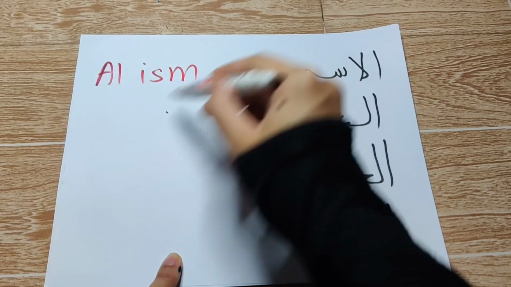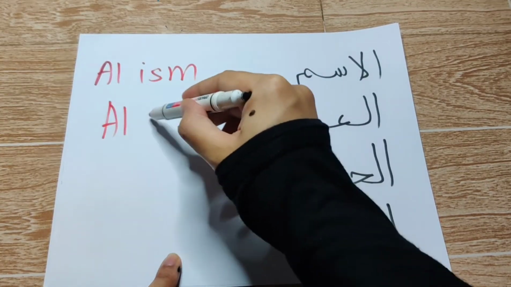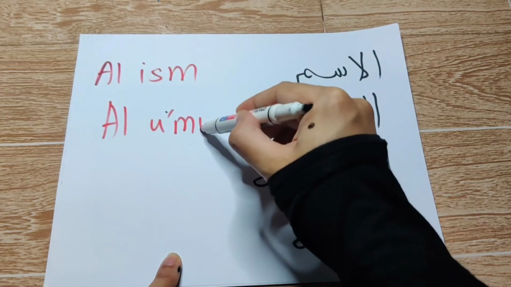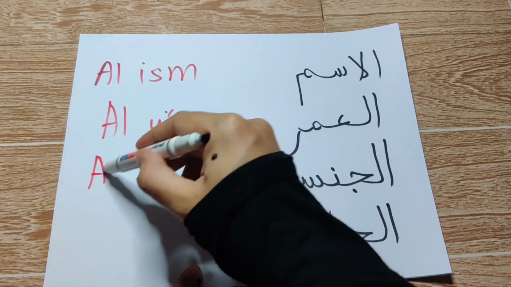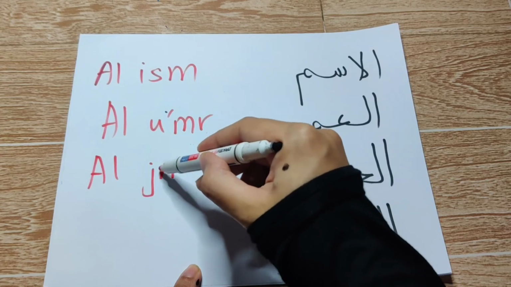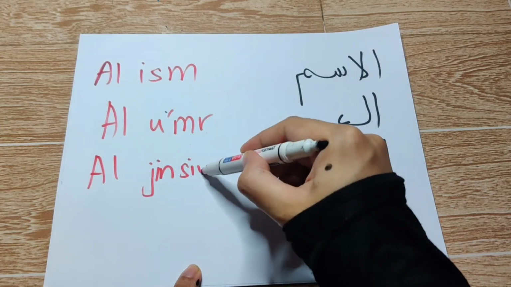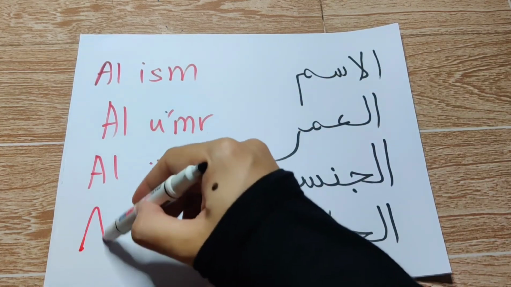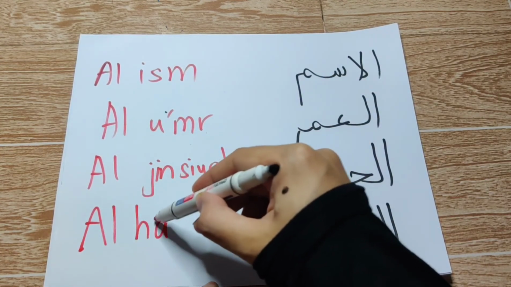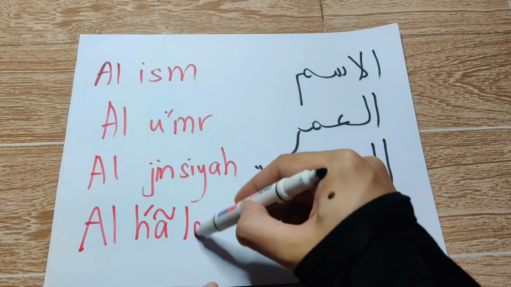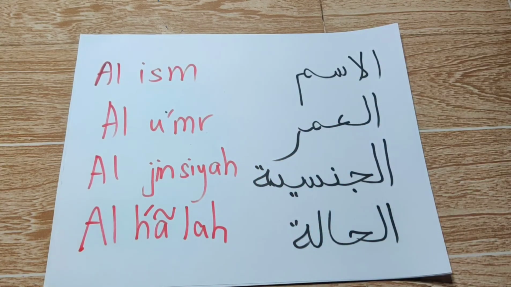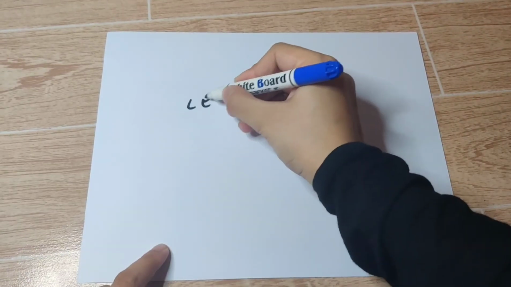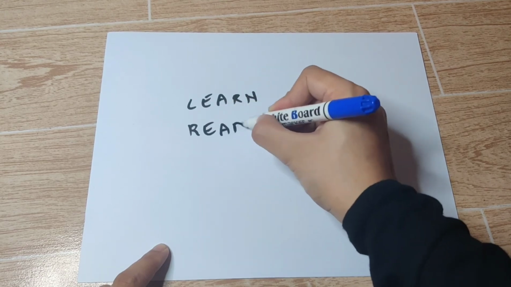Al-ism, ma ismuka, ismak eh, shu ismak, what's your name? Al-umr, age, how old are you? Addesh umrak, kam umrak, cham umrak, kam umruka. And then al-jinsiyya, nationality. شنو جنسيتك؟ انت جنسيتك ايه؟ شو جنسيتك؟ ما جنسيتك؟ And al-hala is your social status.